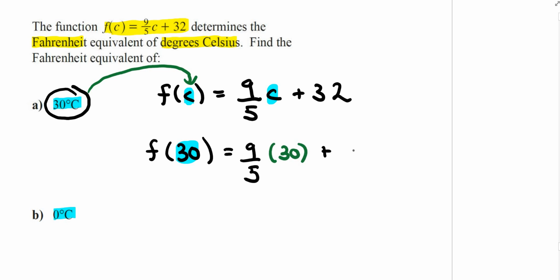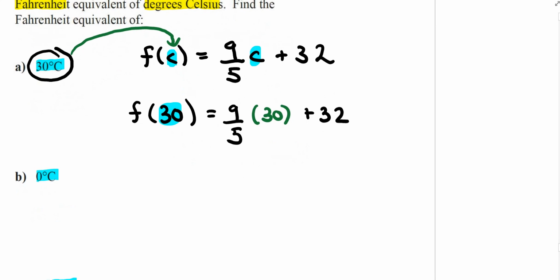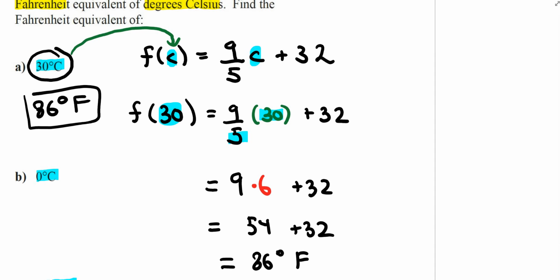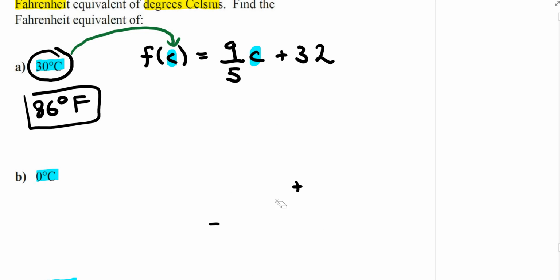And then you're just doing some calculations now. I recommend that you do division first. So 30 divided by 5. 30 divided by 5 is going to be 6. So 9 times 6, and then plus 32. And 9 times 6 is going to be 54, plus 32. And if I add that together here, you get 86 degrees Fahrenheit. So this answer will be 86 degrees Fahrenheit. Okay, and then let me erase all that, and then we'll do the next one.